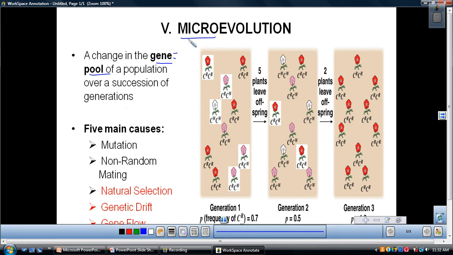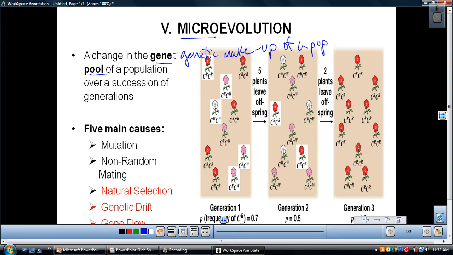So let's define gene pool. A gene pool is the genetic makeup of a population. In common terms, it's basically all of the copies of every type of allele at every locus in all members of a population.